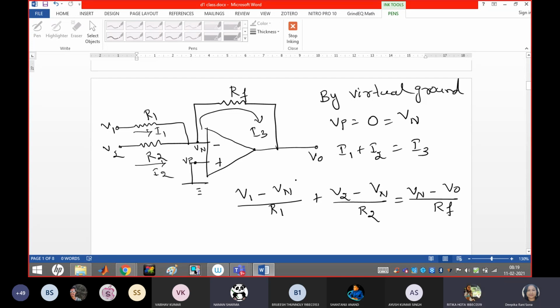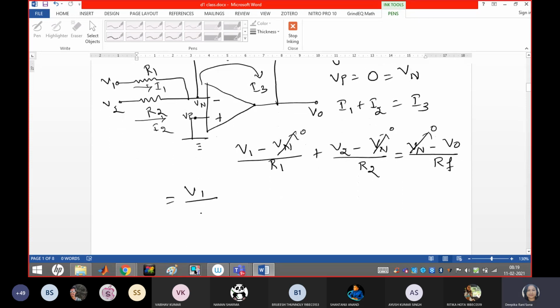Good, very good. Now what is the Vn value? 0, ma'am. So if I will rewrite the equation, what will be the value? V1 by R1 plus V2 by R2 equals to minus V0 by RF. This minus term will be here because before V0, Vn is there. So the negative sign will persist.